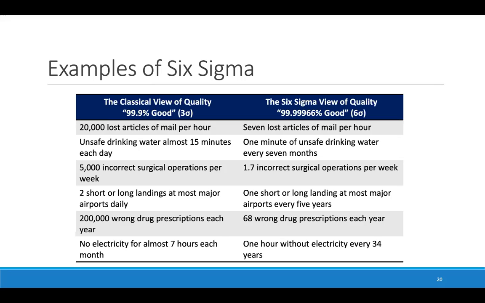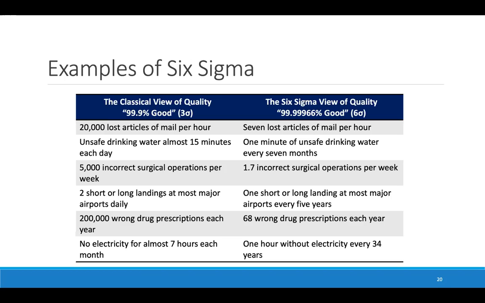Now, if you look at the left side, 99.9% good. Wasn't that good enough? I mean, 99.9% is pretty wonderful, but 99.99966% is even better. But to get from the left to the right, you have to put a lot of money into it, a lot of time and training and thought. And how do I make this process so good that it's only got 3 or 4 defects per million?